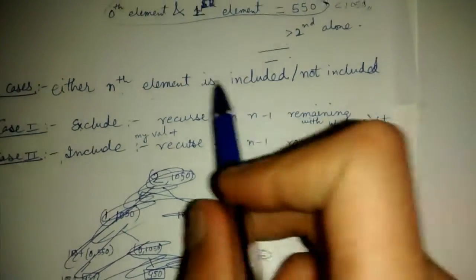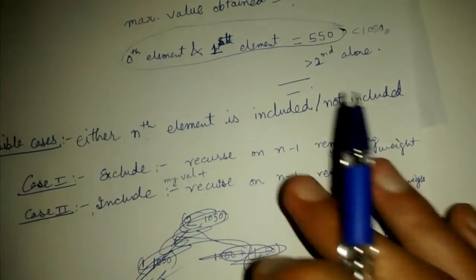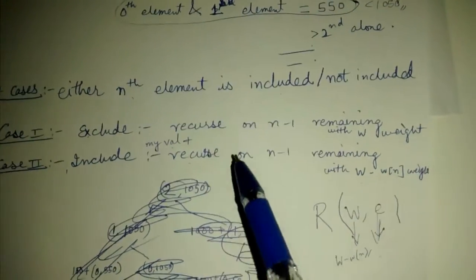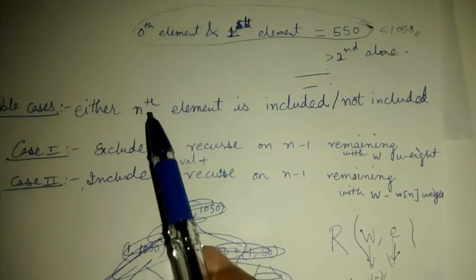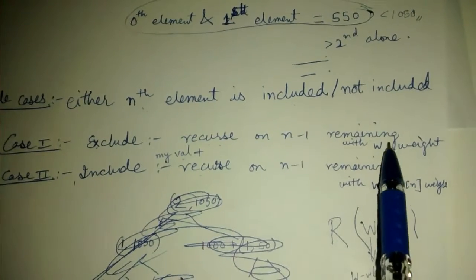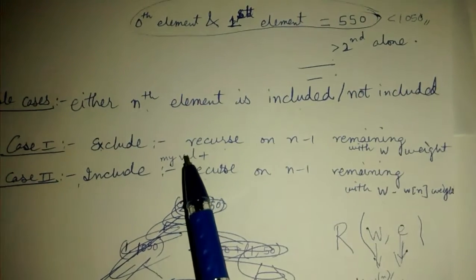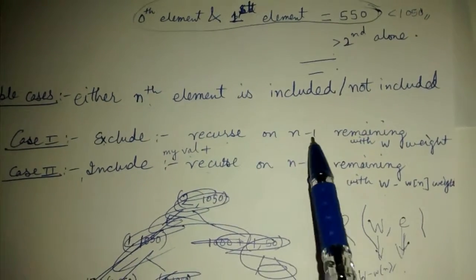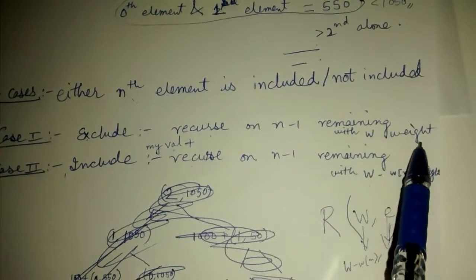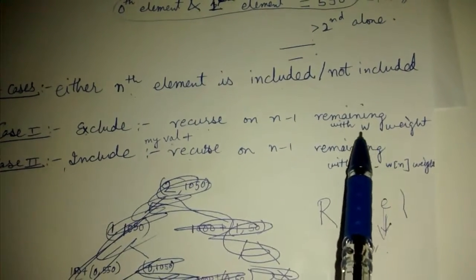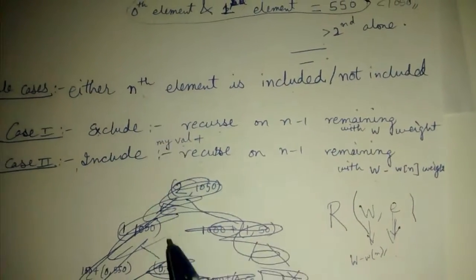So I hope this was pretty clear with my explanation. I will just quickly reiterate on this. If the nth element is excluded, I just recurse on the remaining n minus 1, and the capacity remaining with me is still W because I am not included.